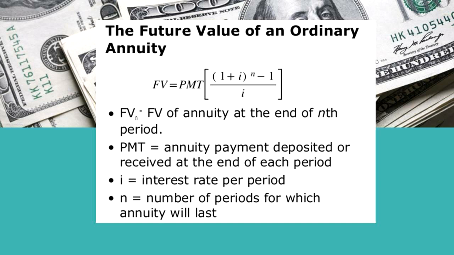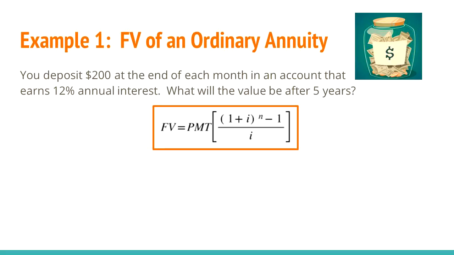So that might be the total number of months for which you're depositing over the life of that annuity. And then minus 1, and then all divided by that periodic interest rate. This formula is derived from a geometric sequence. So it's summed from this geometric sequence. But let's just apply it to an example.